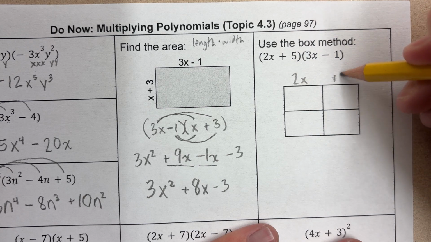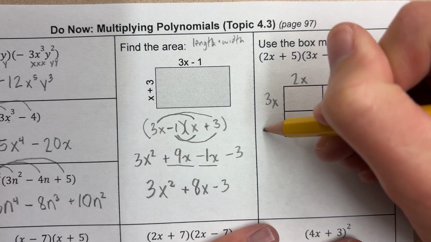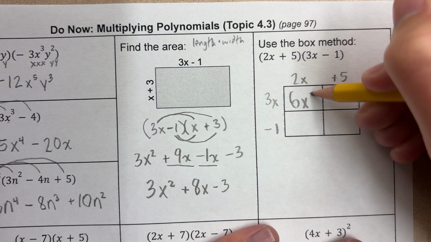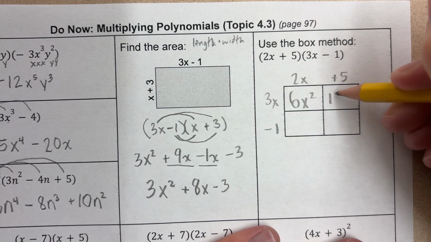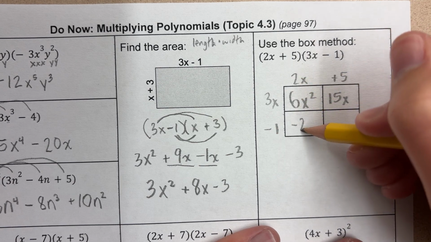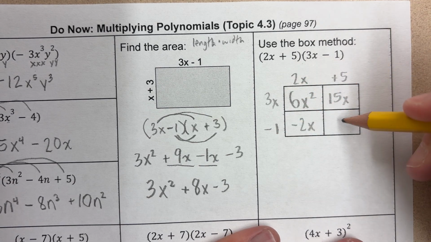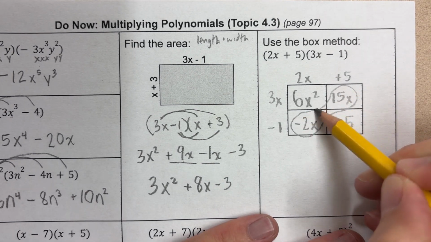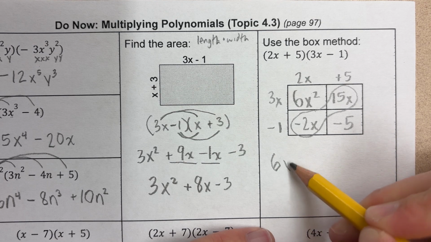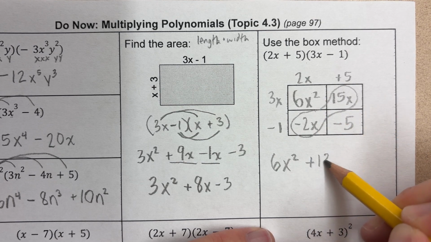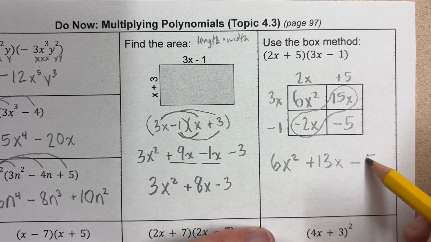So I'm going to put 2x plus 5 and 3x minus 1. 2 times 3 is 6. X times x, x squared. This is 3x times 5. That's 15x. 2x times negative 1, negative 2x. And negative 1 times 5, there's no x's here, just a negative times a positive and multiplying. My like terms are right here. So when I bring this down, I'm going to bring down the 6x squared, right, standard form. 15 minus 2 is 13. And bring down the negative 5.